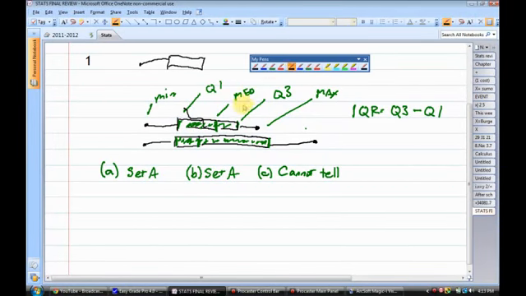Question 2. X and Y are independent. What's the probability of X and Y? So let's make the chart. That would be probably the best way to go here.